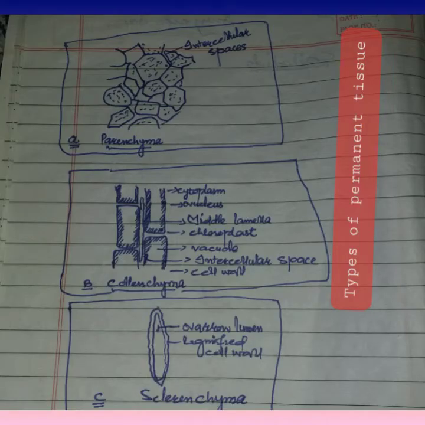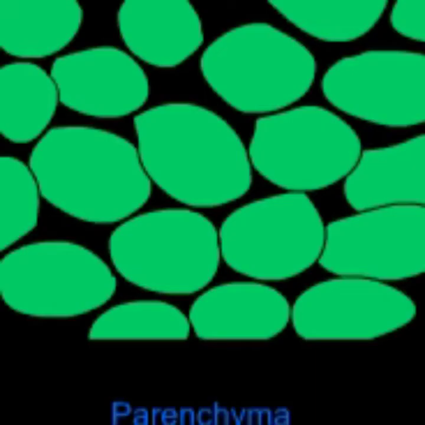It is only due to chemical substance. The chemical substance which acts as cement, and that is lignin. Dear students, the cells are dead and intercellular space is absent.